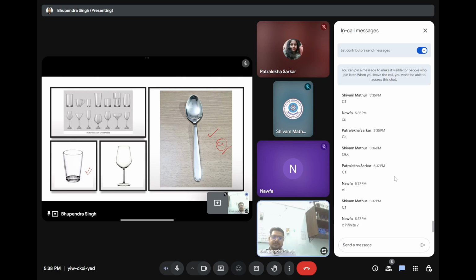C infinite V. C2 is not present. Yes, C infinite V. Yes, correct. Patlekha and Shivam, I think you guys are also able to follow. This is your C infinite. Yes, okay, nice. Point group of wine glass: C infinite V. Correct.